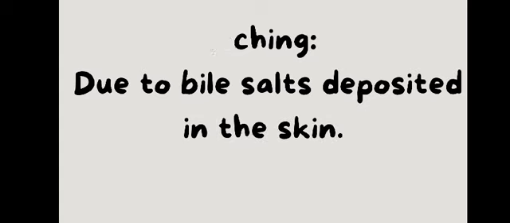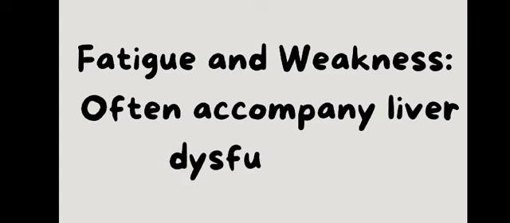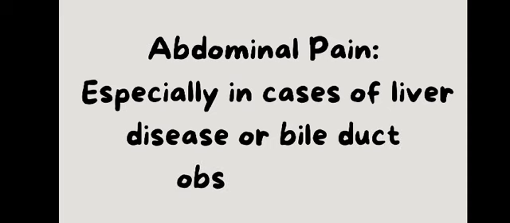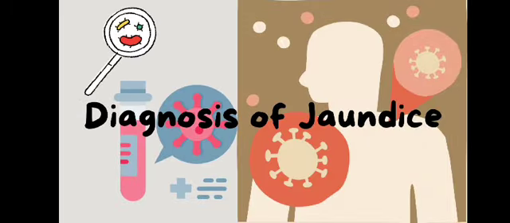Afterwards we will see fatigue and weakness, which are often accompanied with liver dysfunction. And sometimes we see abdominal pain, especially in the case of liver disease or bile duct obstruction. Now we will see the diagnosis of this jaundice.